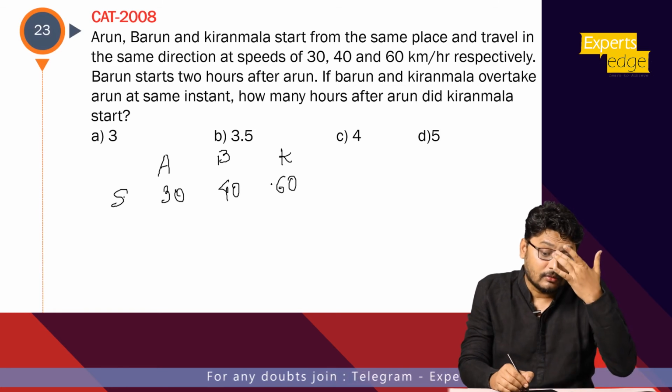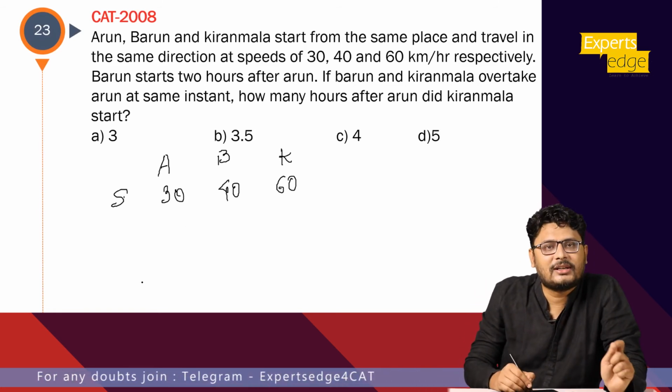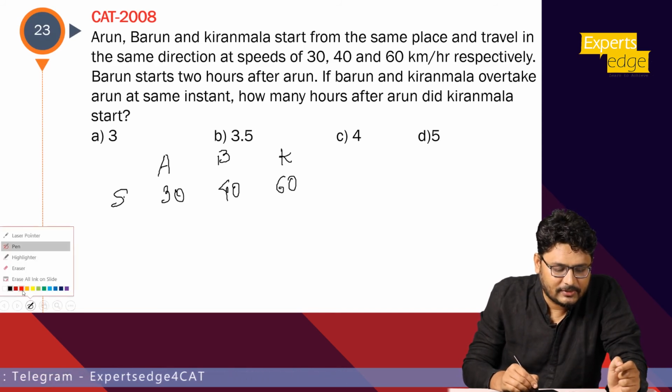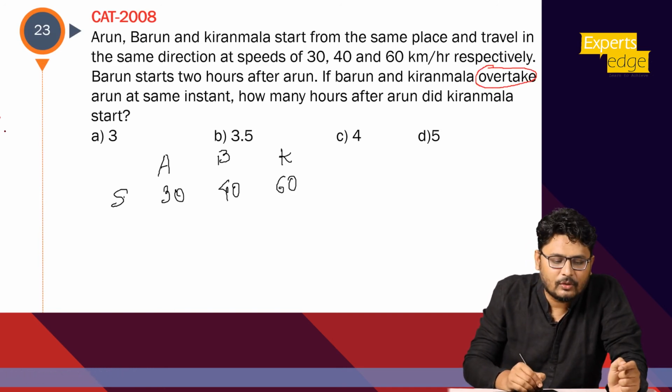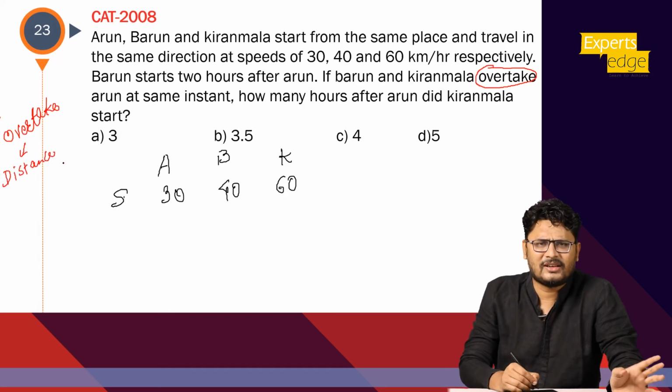Now in this question, how will you get to know that distance is constant? Here the keyword, please remember, is overtake. Whenever you overtake a person, remember what is constant is the distance. When we overtake someone, the distance is constant. Just think of any example.